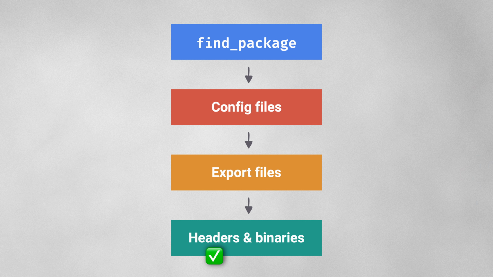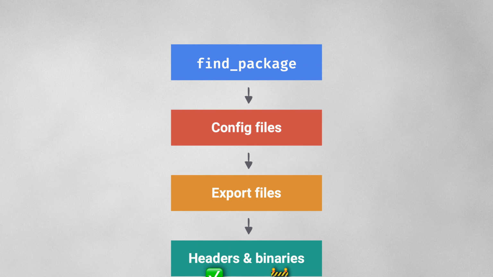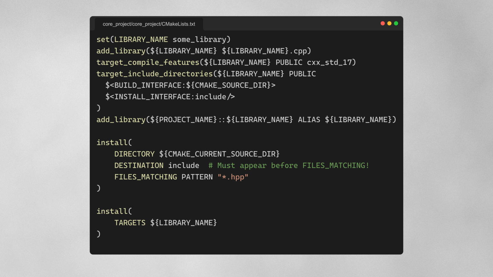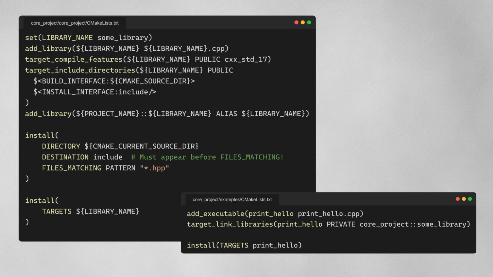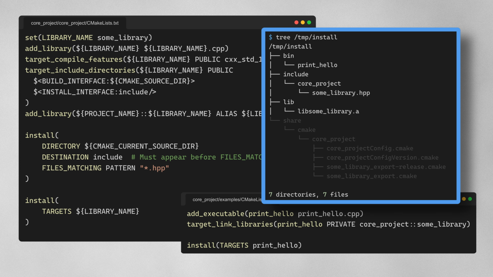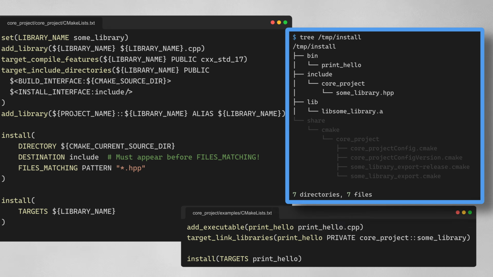Now that the headers are all installed, we need to do the same for the binary files. We do this by adding another install command to the core project CMakeLists.txt file, as well as one more to the core project examples CMakeLists.txt file for installing our example binaries. This will automatically install all the executables to a bin folder and all of the binary libraries to a lib folder. With this, all of our binary and header files are where we want them to be, but we still lack the export .cmake files to tell CMake where to find them.